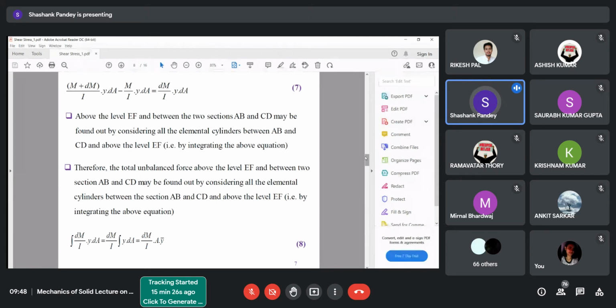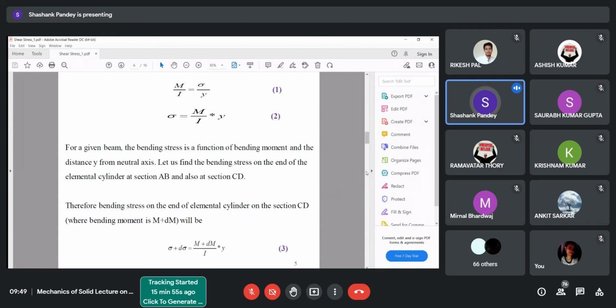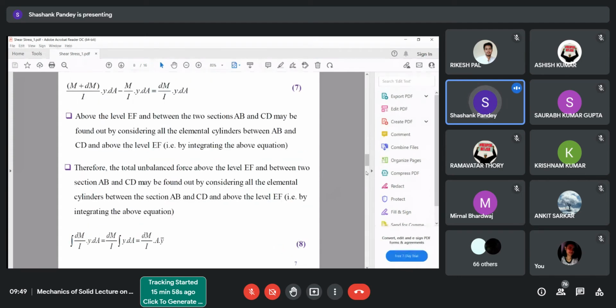Here we will see something interesting. The unbalanced force above the level EF between section AB and CD may be found out by considering all the elemental cylinders between AB and CD and above level EF, that is by integrating the above equation. So if we want to find the net unbalanced force above this, we have to integrate the expression we obtained here, dM by I into y into dA.